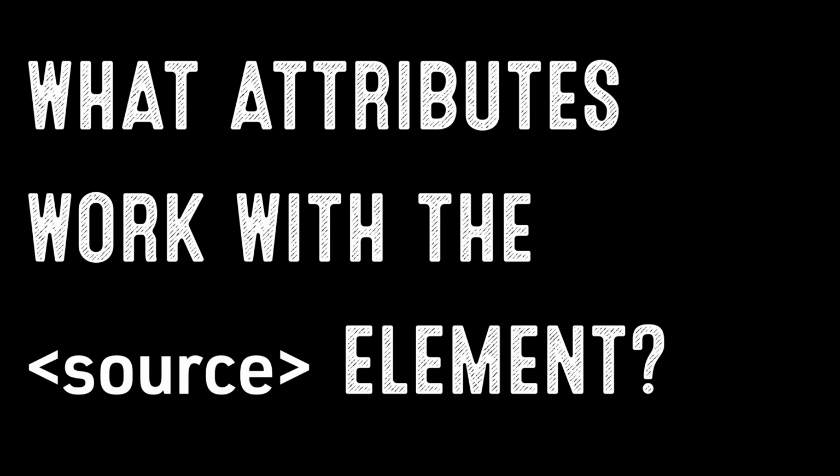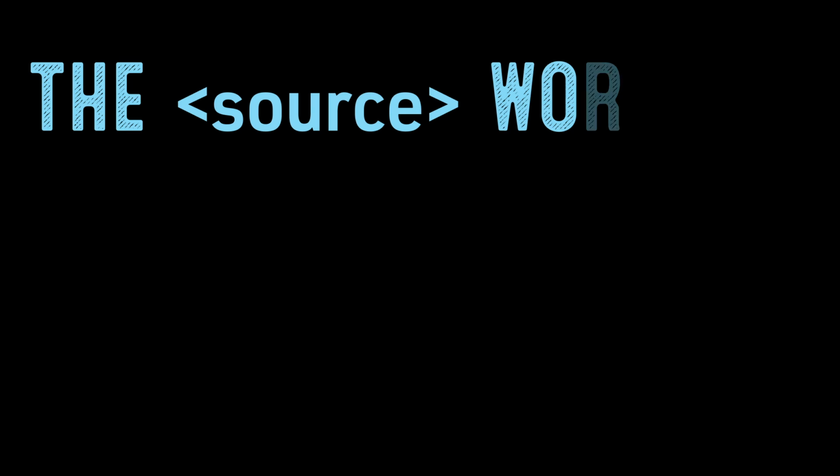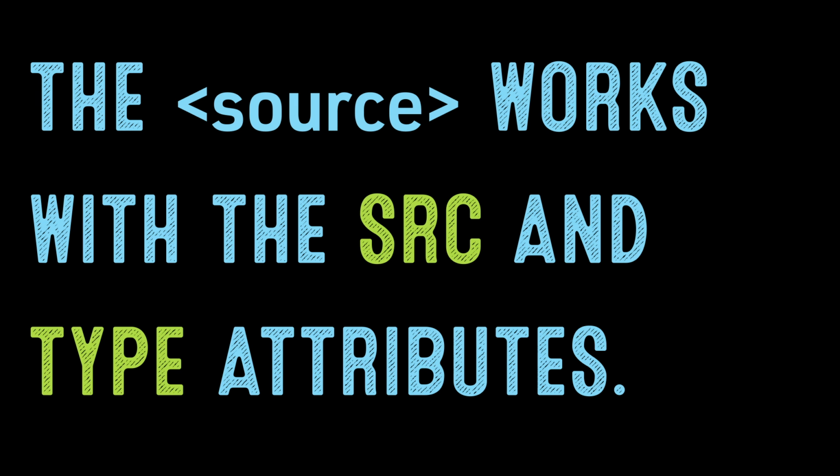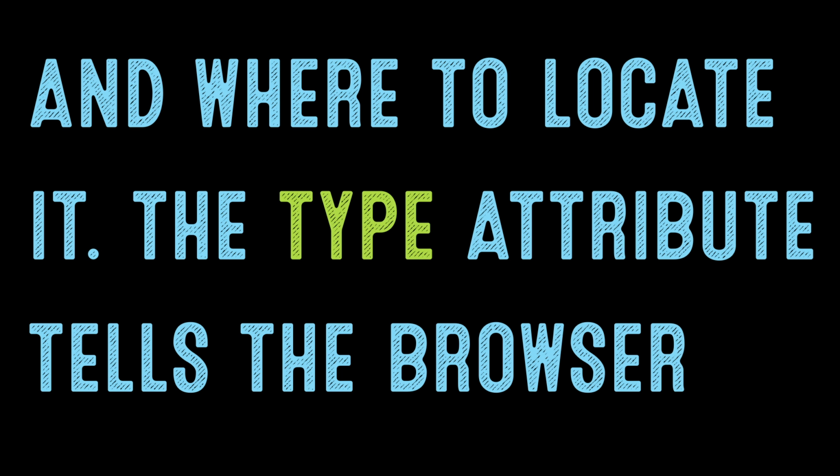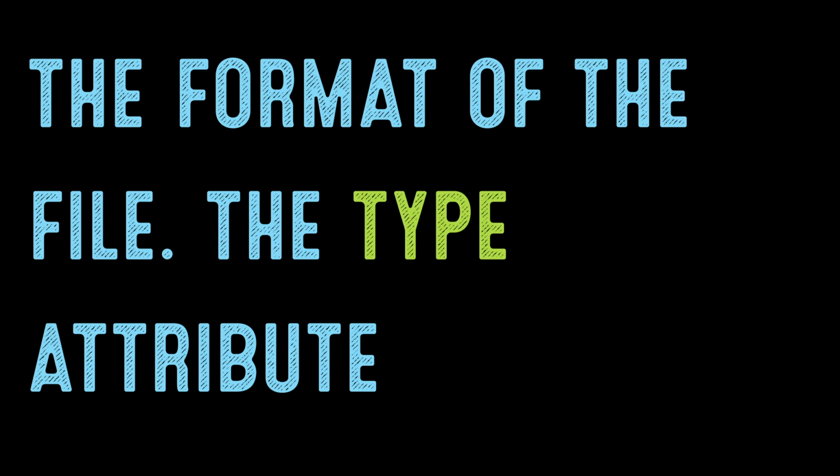What attributes work with the source element? The source element works with the source and type attributes. The source attribute will tell the browser the name of the file and where to locate it. The type attribute tells the browser the format of the file.